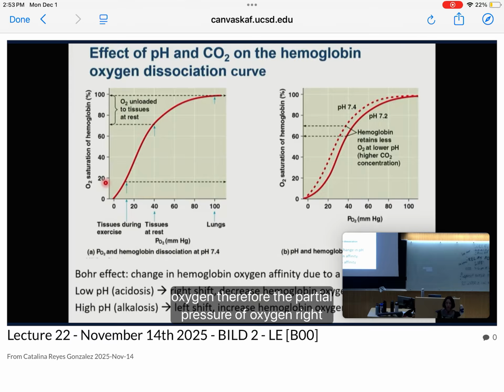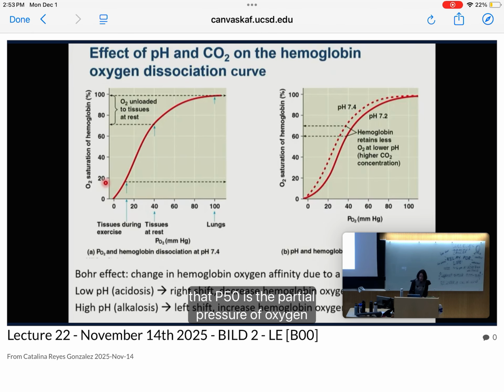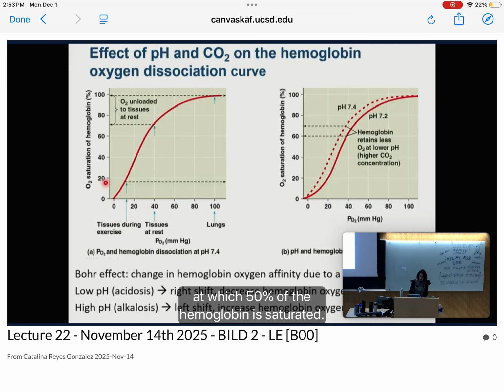pressure of oxygen, right? But conditions such as the amount of CO2, the amount of hydrogen ions or pH, and the temperature are going to affect that hemoglobin oxygen affinity. So how likely is that hemoglobin to bind that oxygen given a partial pressure of oxygen? So I talked about P50 with that, right? And I told you that P50 is the partial pressure of oxygen at which 50% of the hemoglobin is saturated.